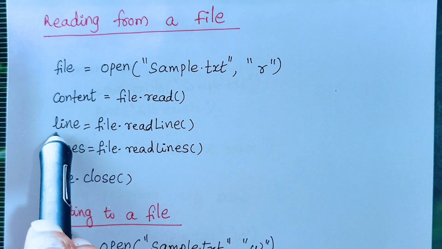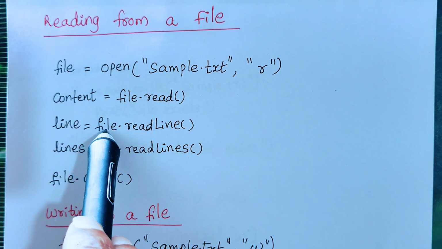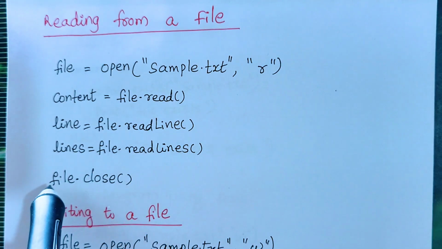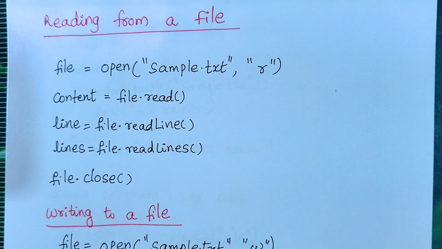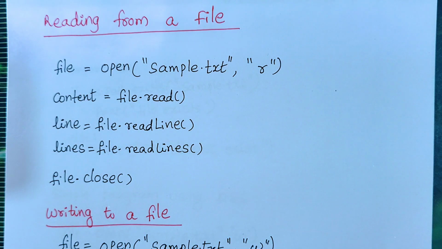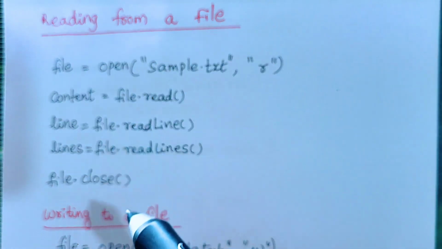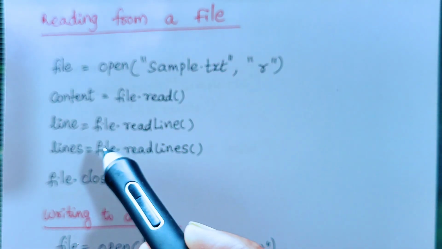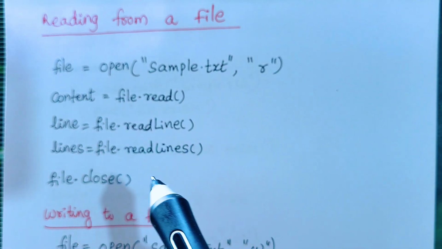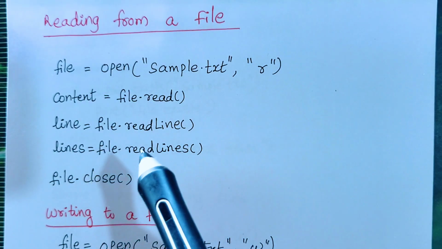Next, line is equal to file.readline. Lines is equal to file.readlines. Then file.close. This program is used to read a file from the directory or the system. So this is used for reading a file.